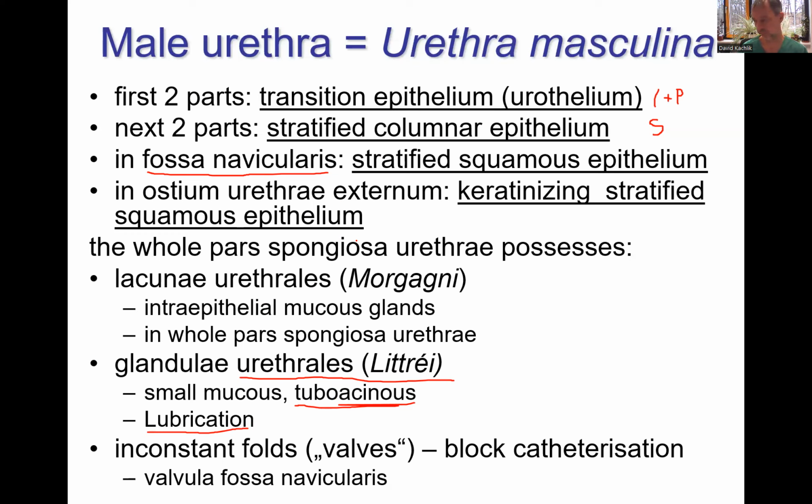And in the wall of the urethra itself, in the epithelium, we have the intraepithelial mucous glands, just clusters of cells. Similar to the female urethra, they form small pouches, which are called lacunae. So the Morgagni's lacunae are intraepithelial mucous glands. As I said, there can be found inconstant valves or folds inside. They are not real valves, but they are called valves in clinics, and they can be problems in catheterization. The constant one is the valvule in the navicular fossa.